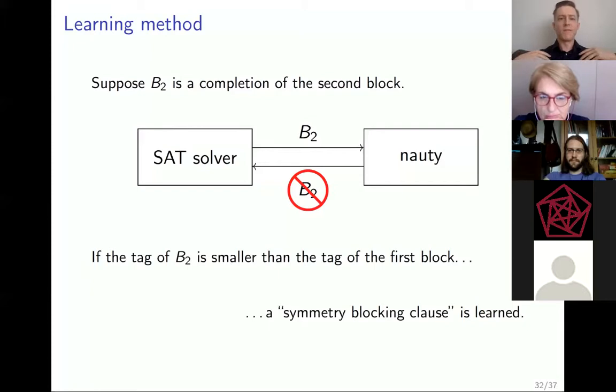So we just say, ignore this from the search space from now on, try something else. In technical terms, it's called a symmetry blocking clause, but in any case, it's learned, and the SAT solver is going to use that fact to cut down on the search space.